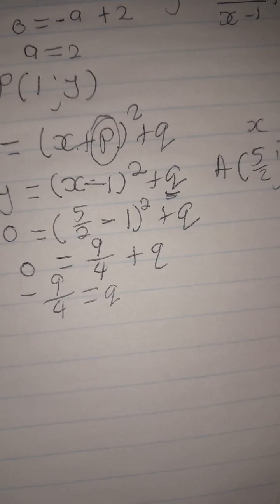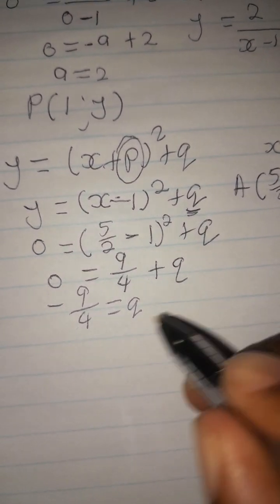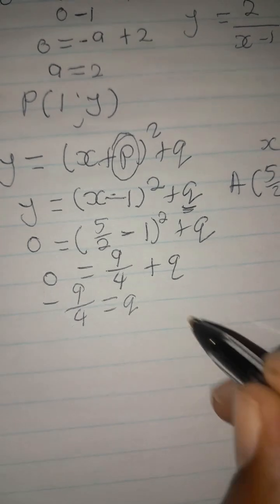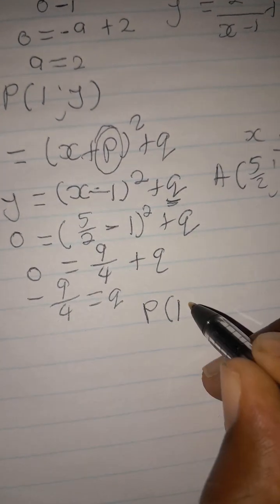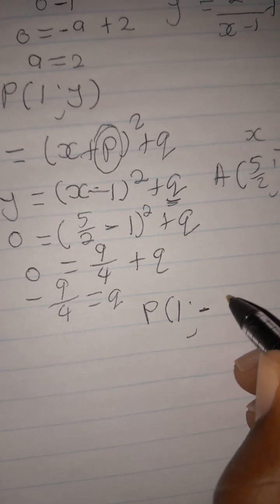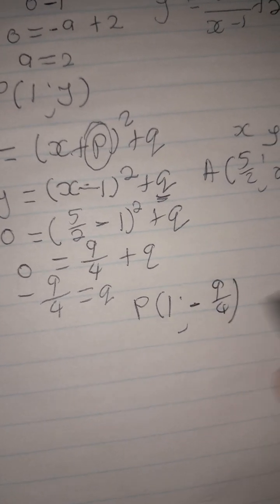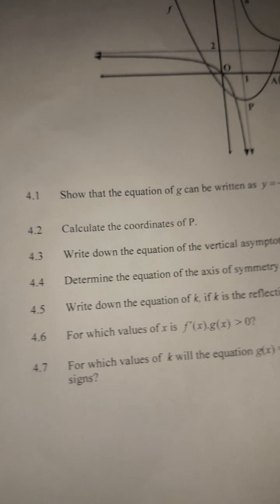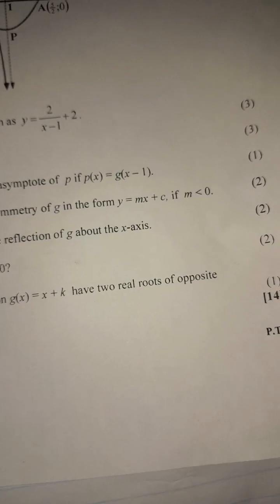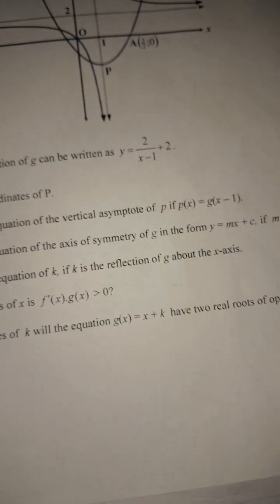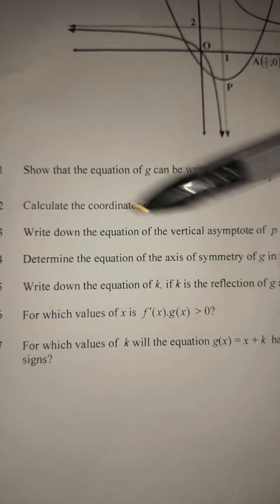Right. So definitely we have gotten our y. Our q will be our y there. So therefore, the coordinate of P will be 1 as well as negative 9 over 4. Just as they wanted it, because they said calculate the coordinates of P. So that was 3 marks, guys, right? Okay, so let's go to 4.3.